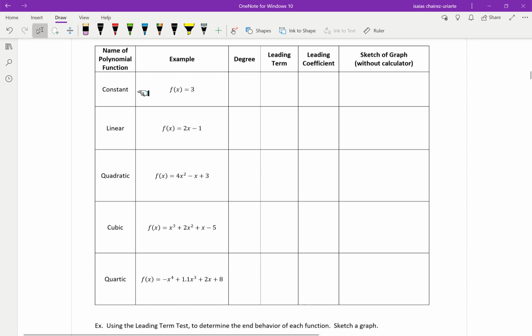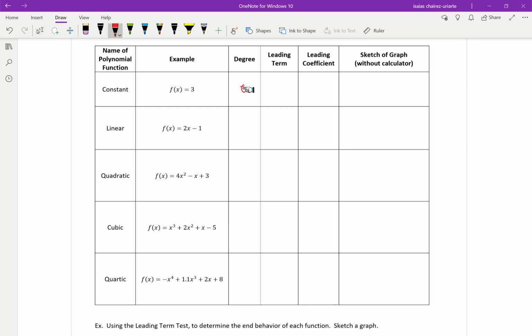So our first, the top one here, f of x equals 3. That's called a constant polynomial. Notice that there's no x's involved here. So what's the degree then? Because we said that the degree is supposed to be the highest exponent of x. So I don't even see any x here. So then what is the degree here? Turns out that the degree here is 0.